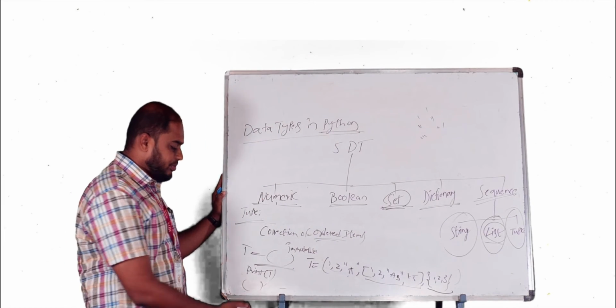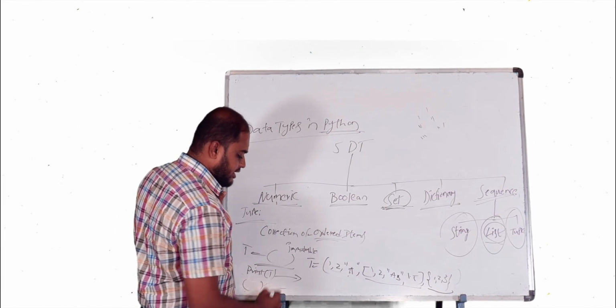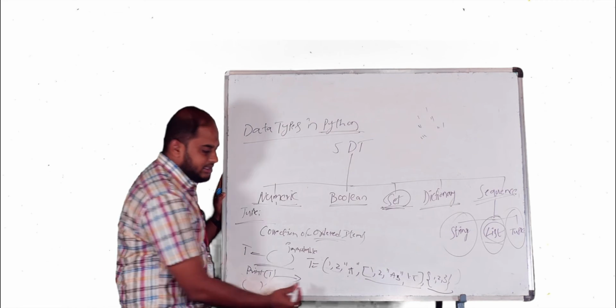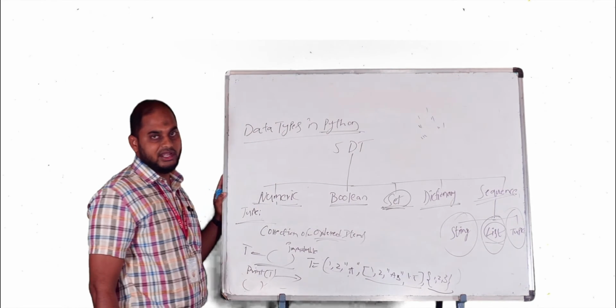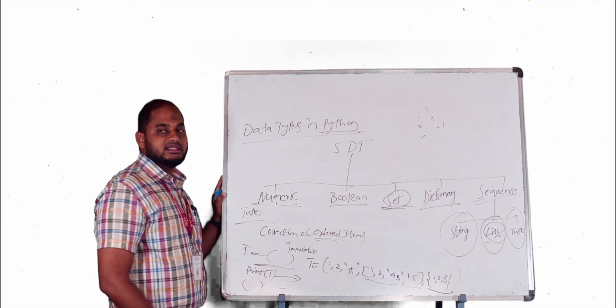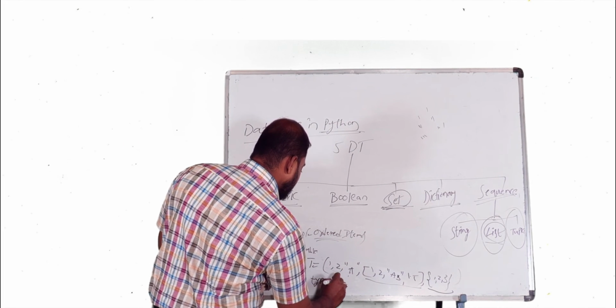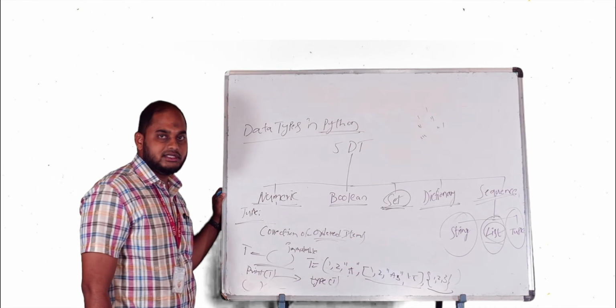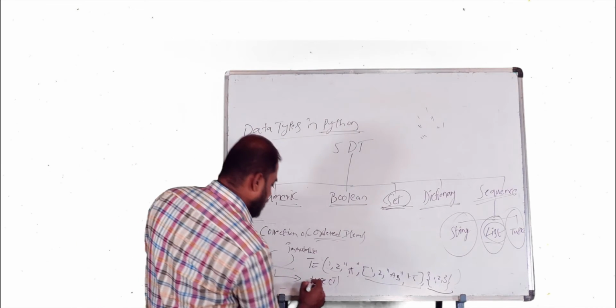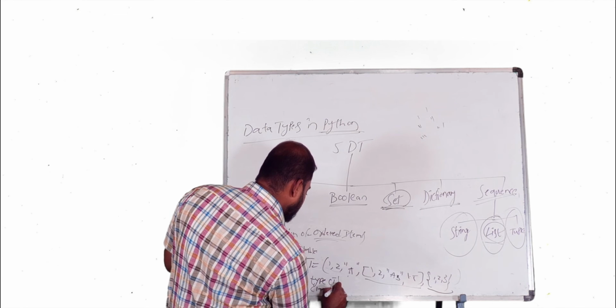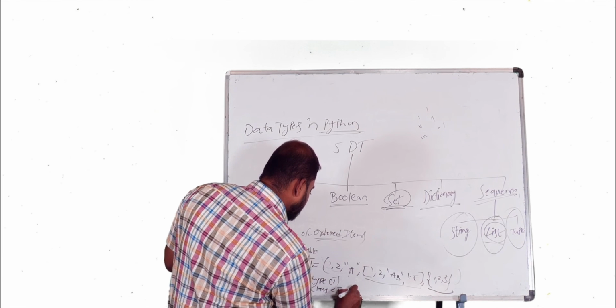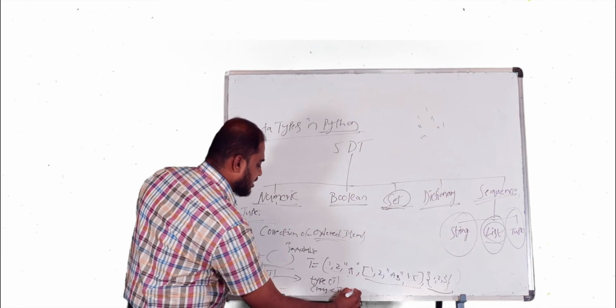When you print t, what is the output you will get? You will get the same output as you have defined. Similarly, you can check the type also. For that we will use type of t. When you give type of t, what is the output you will get? Class tuple.